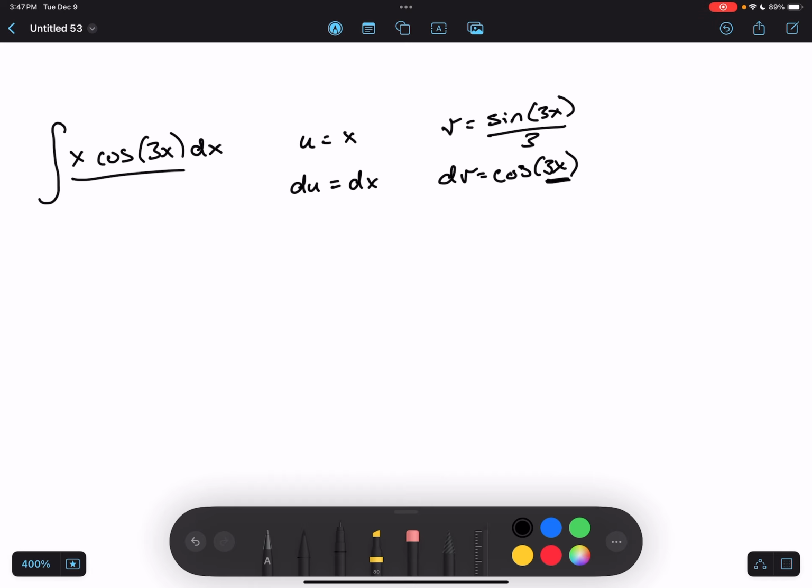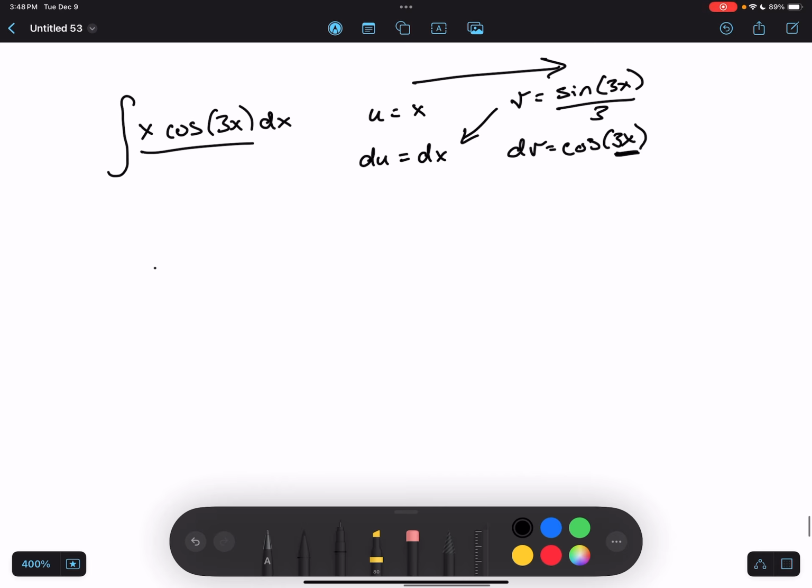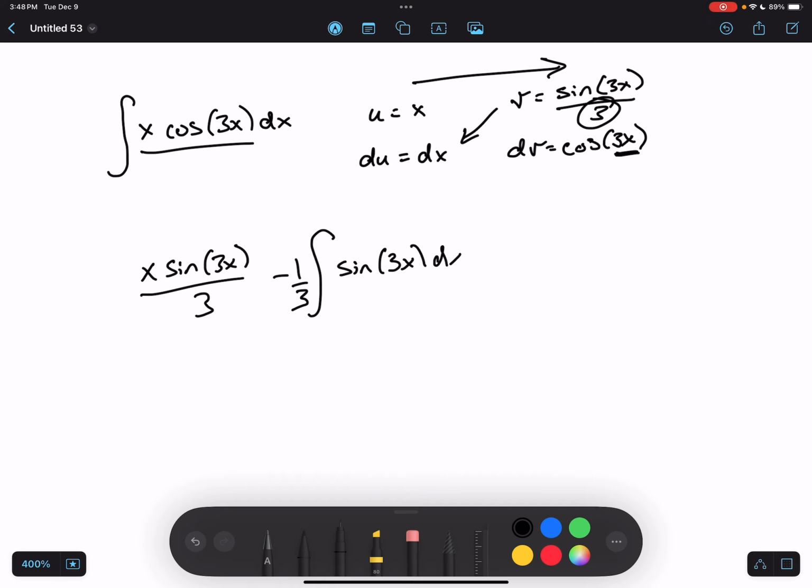And now we've got our finished integration by parts legend. We can go across first and then down and over. And so what we'll write is x sine 3x over 3 minus the integral of 1/3 out front, stemming from this 3 here. We're just going to take that out of the bottom of the integrand and pop it out front of the integral. And then we'll have sine 3x dx by going down and over like so.